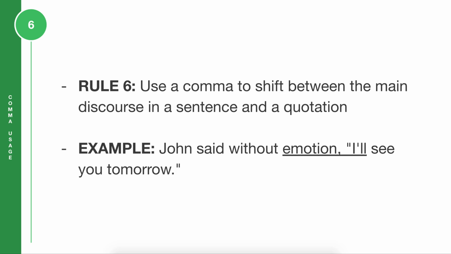Here's our last rule. Rule number 6. Use a comma to shift between the main discourse in a sentence and a quotation. So whenever you put a quotation in a sentence, you're going to need a comma to indicate where the quotation starts or ends and where your own writing begins. So you can see in our example, John said without emotion, "I'll see you tomorrow." Now, "I'll see you tomorrow" is the quotation. That is John speaking. And we want to offset the quotation with a comma to show where we stop talking and where John starts talking, or vice versa.